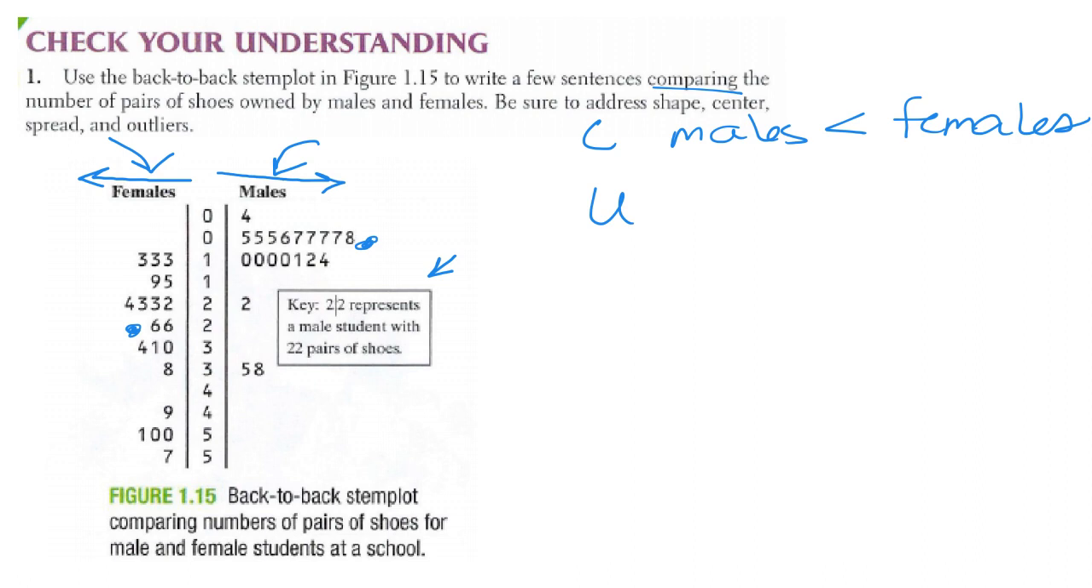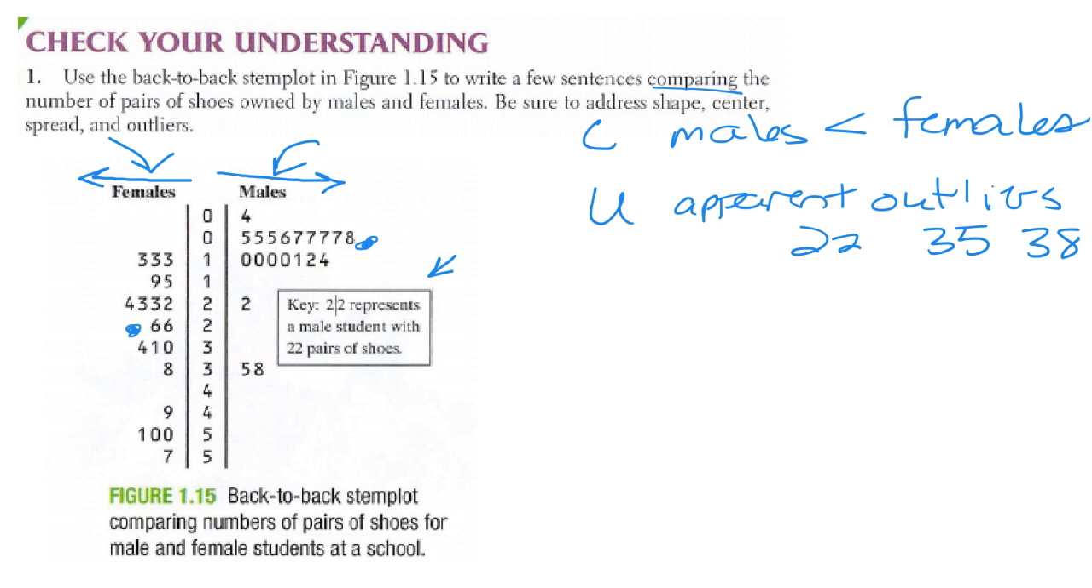Our unusual features. So males have apparent outliers at 22, sorry, if I try to write fast, it's very messy, 35 and 38 for the males. Females, I would say they don't really appear to have any outliers or any apparent outliers. And then remember your shape and spread.